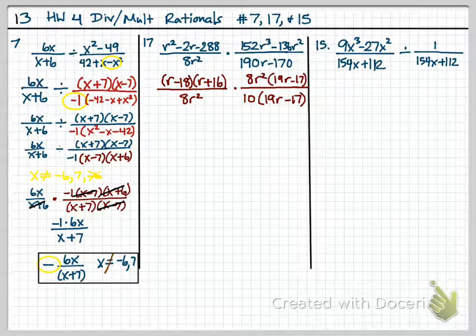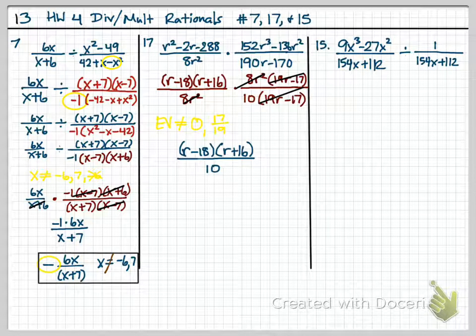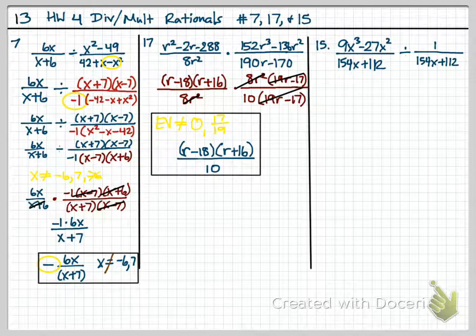So this one's nice because several things cancel. 8r squareds cancel, 19r minus 17 cancel. Oops, and our excluded values are 0 and 17 over 19. Almost forgot that. But you have to do that before you cancel, so my bad. And now what we're left with is r minus 18, r plus 16 in the numerator, and 10 in the denominator. Done.